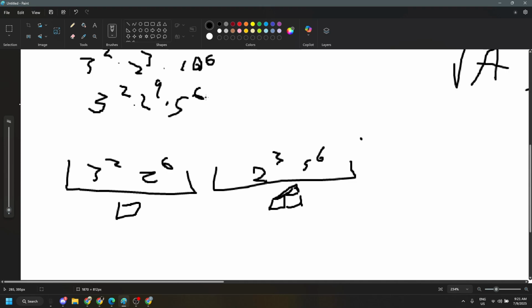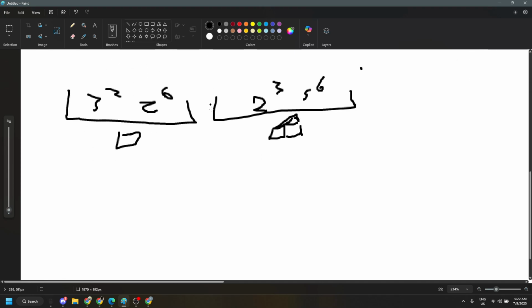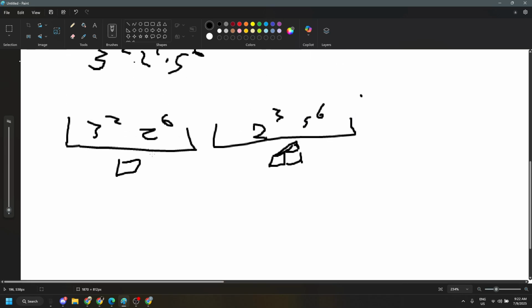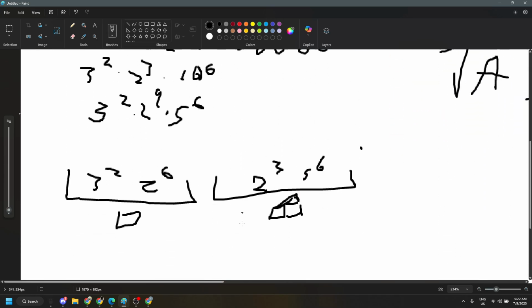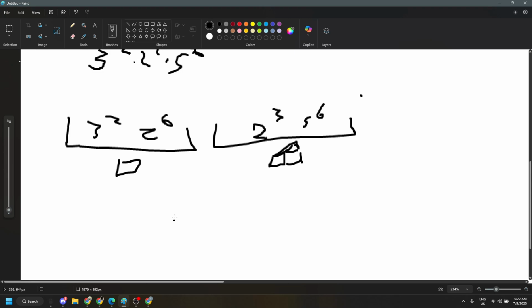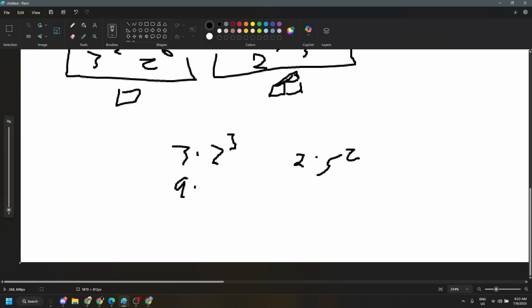But let's also see here, if we were to take 2 out, then we have 4. If we were to take 4 out, we'd have 2. So if you take the square root of that, that would be 3 times 2 to the 3, and this would be 2 times 5 to the 2. Which is 9 times 8. Sorry, 3 times 8, which is 24, and this would be 50.